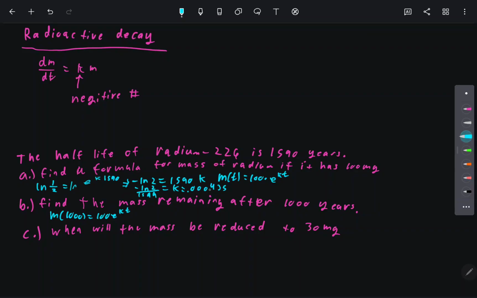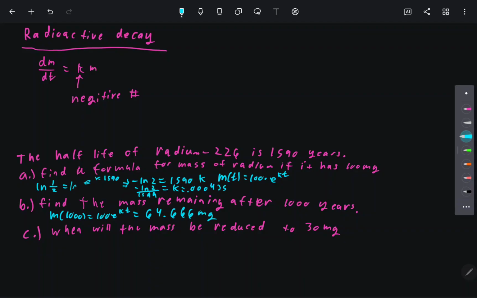Remember that this k is 0.00435. So what we get for our answer is 64.666 grams. Or sorry, milligrams, I believe this was supposed to be. Yep, milligrams. Alright, there we go.